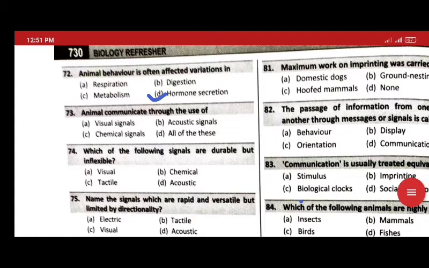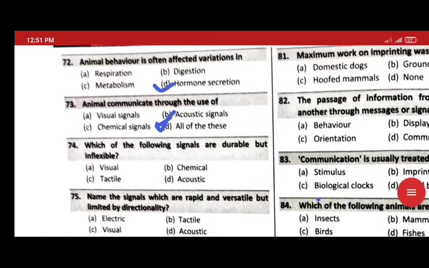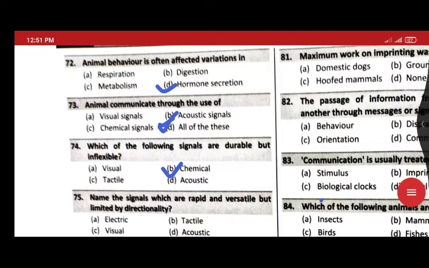Now 73. Animals communicate through the use of visual, acoustic, chemical. So all of these, D is the right option. Now 74 number. Which of the following signals are durable but inflexible? It means that it is not returnable. So in this 74 we have what? Chemical, not returnable.